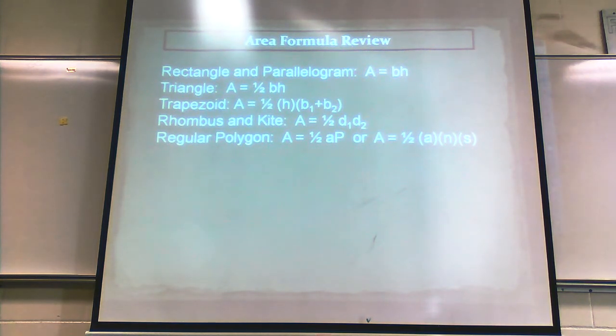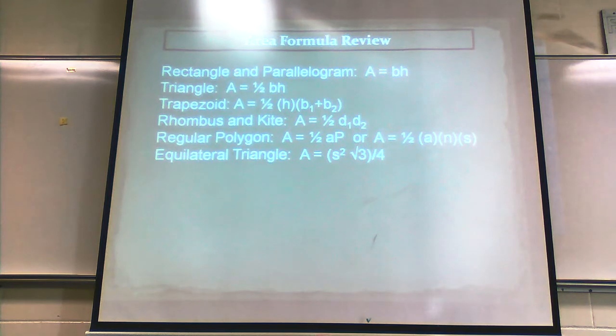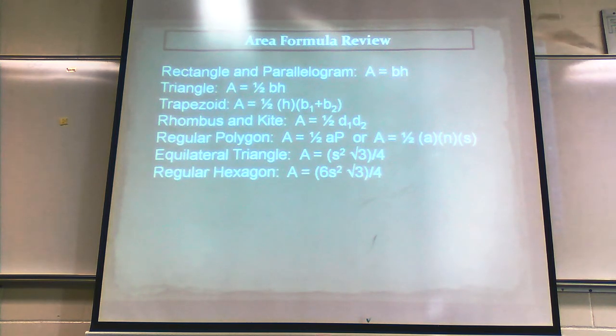But then remember there were special situations that fell into all the regular polygons. There was the equilateral triangle, which if you have the side length, you can just square the side, multiply by the square root of 3, and divide that whole thing by 4. So that was one special situation with the regular polygon. And that one led into the hexagons, which was the equilateral triangle formula times 6, because the hexagon is made up of 6 equilateral triangles.